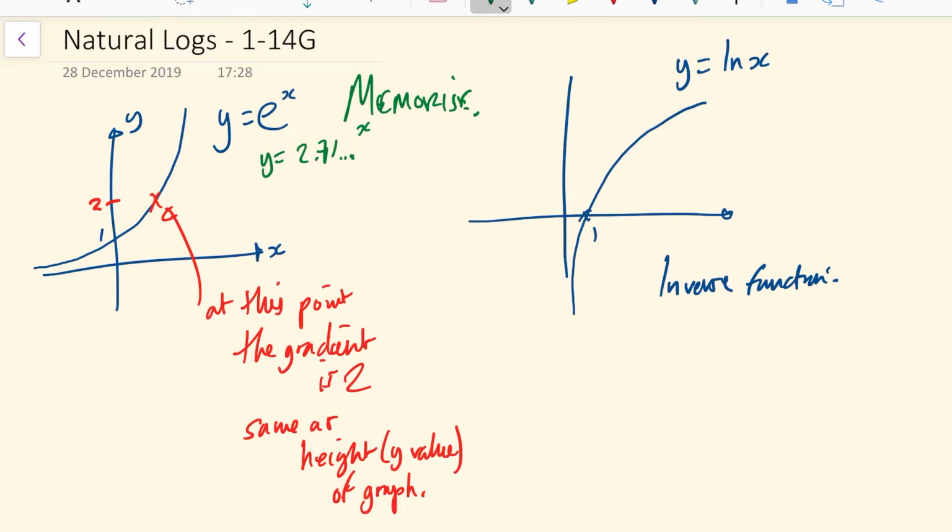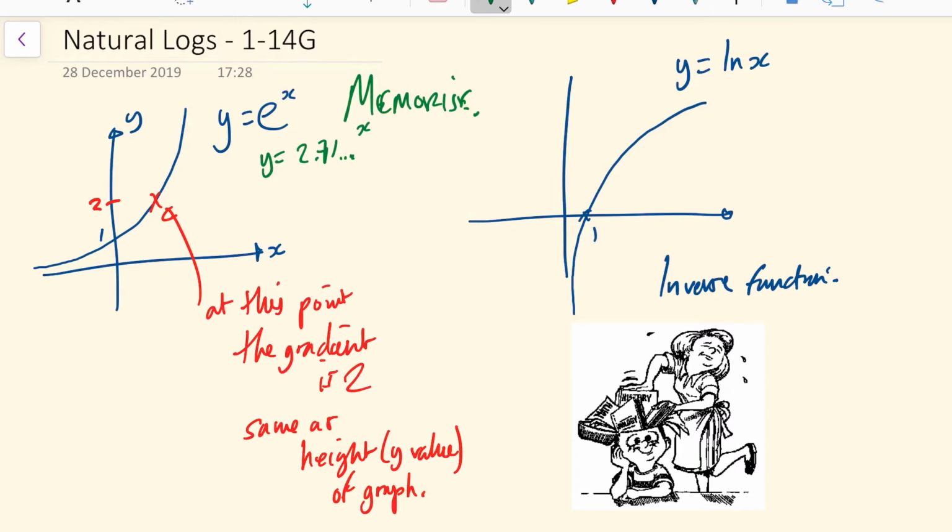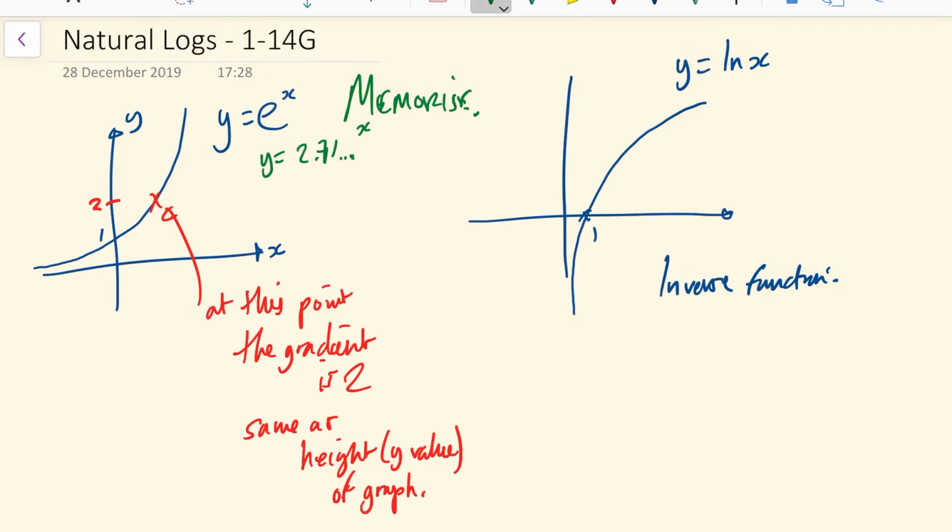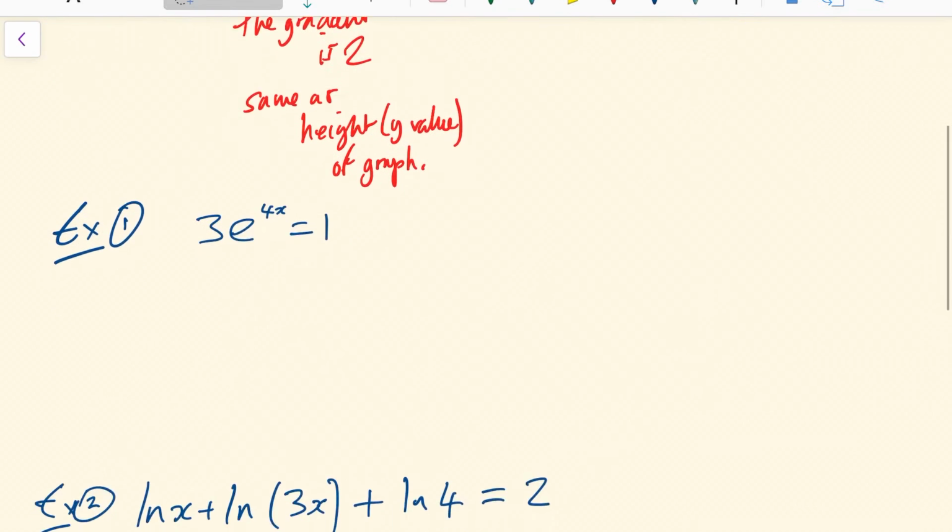Now have a look at the right-hand graph. We've got y equals natural log x, which is normally pronounced y equals ln x. That is the inverse function of the e to the x graph, and you're going to see that in the equations that we're going to look at below. You need to memorize these graphs, and you'll need that for being able to sketch different types of graphs that they may ask you to do in the exam. So without further ado, let's crack on with the examples.